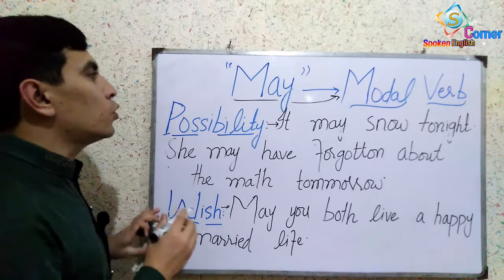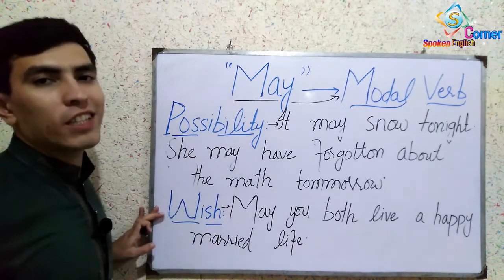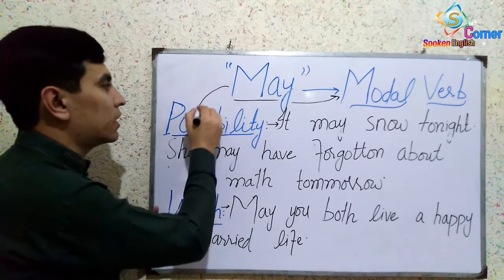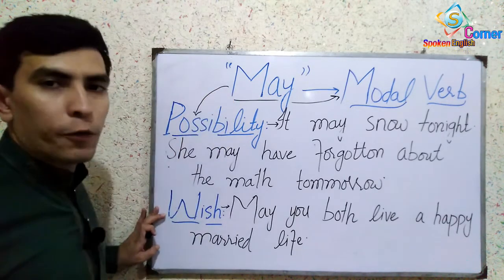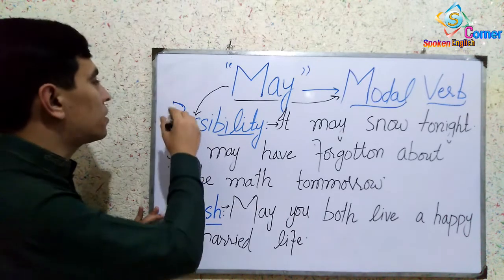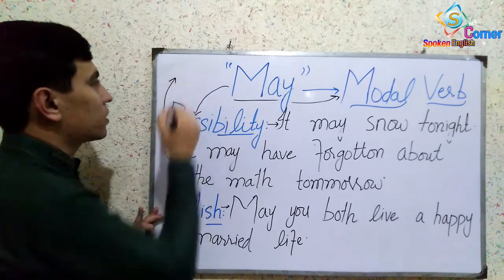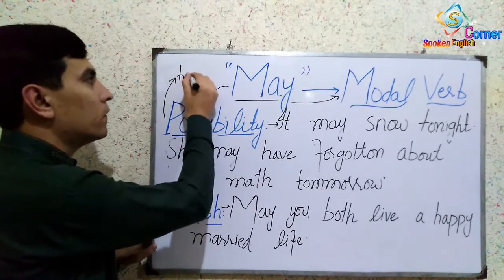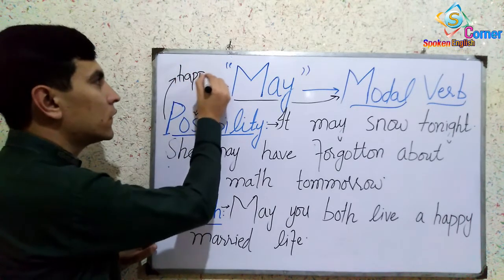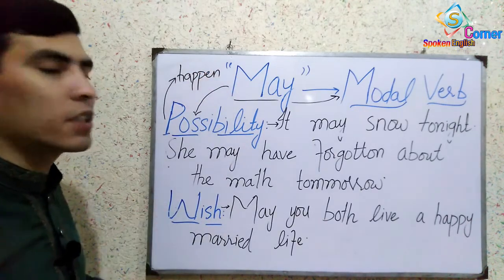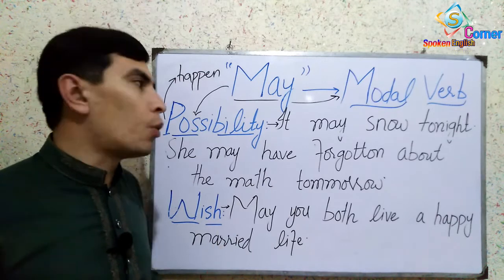May is used for some other situations. The first of those situations is possibility. So first of all, what is possibility? Possibility means something which is possible to happen. I hope you got my point, that this is possibility: something which is possible to happen.